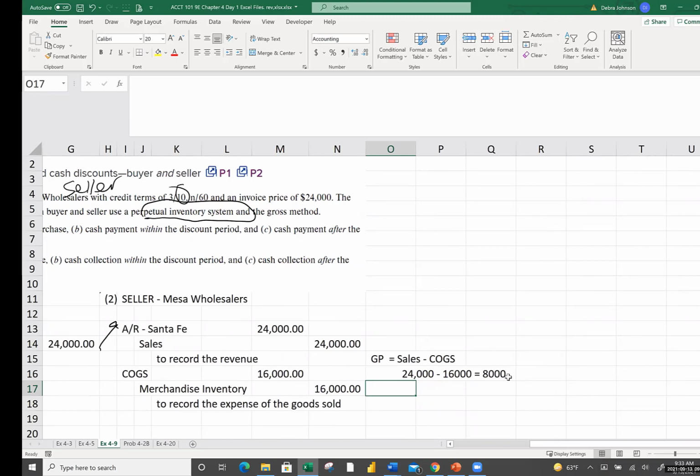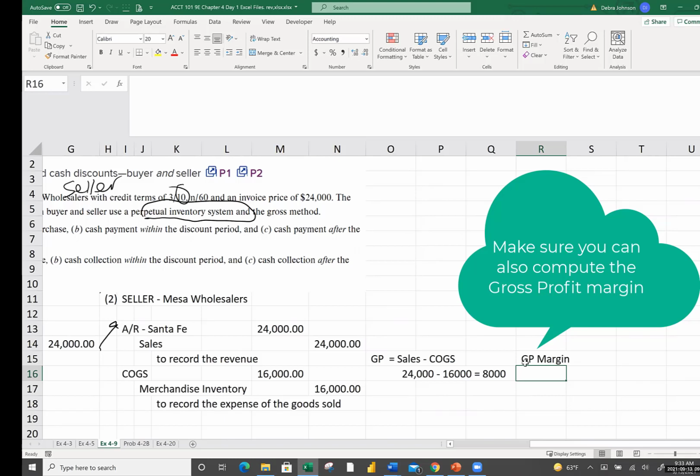What does that allow them to do? It allows them to track at any moment in time what their gross profit is. And because it's going to come up in this book again, we should also be able to calculate the gross profit margin, right? That gross profit margin would be the gross profit of 8,000 divided by 24,000. That's going to be 33.33%.